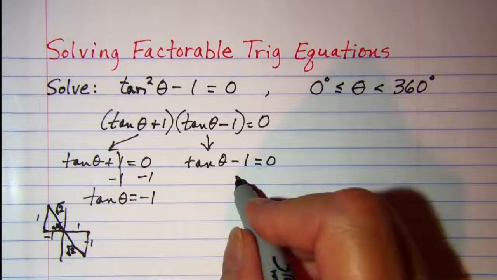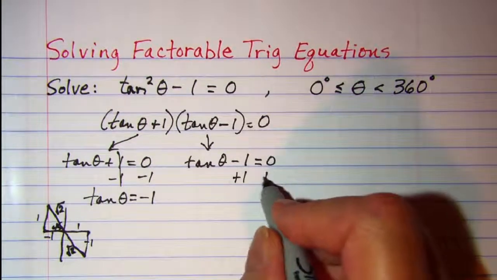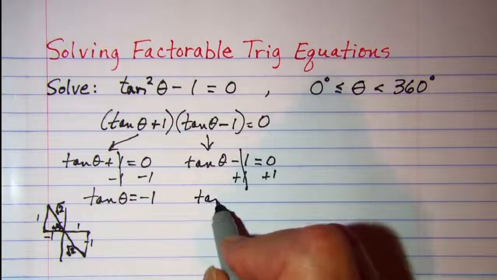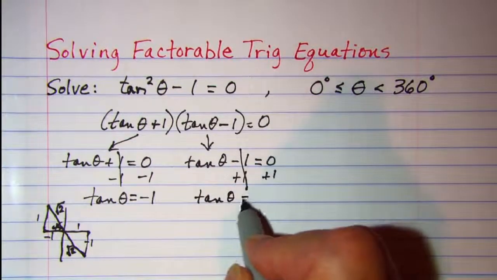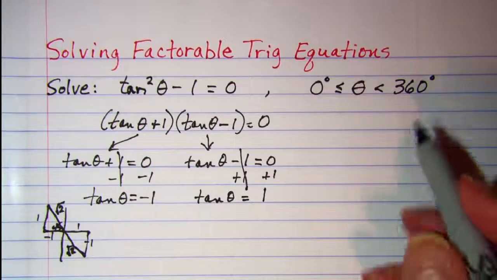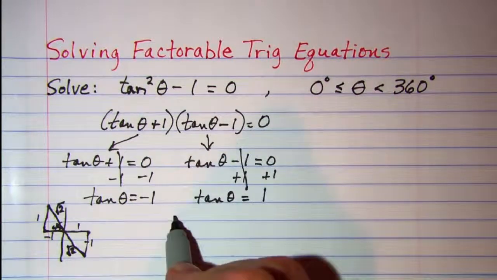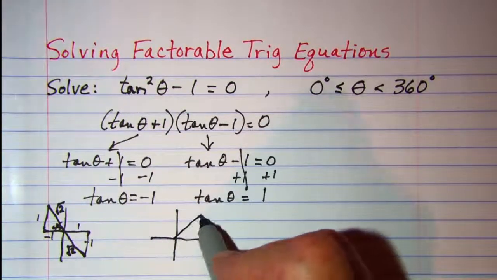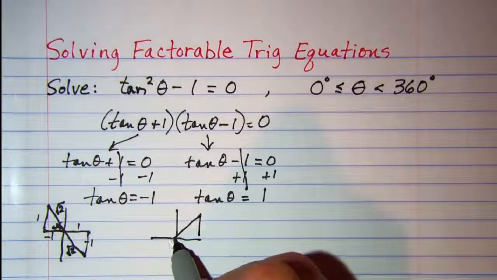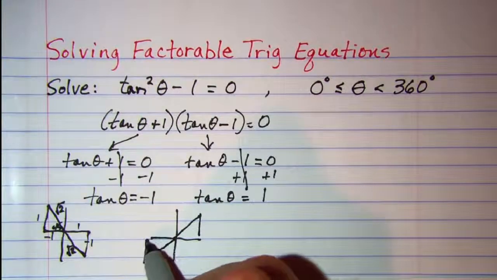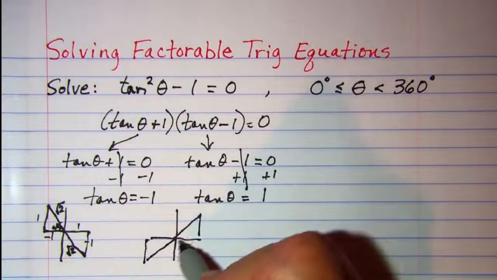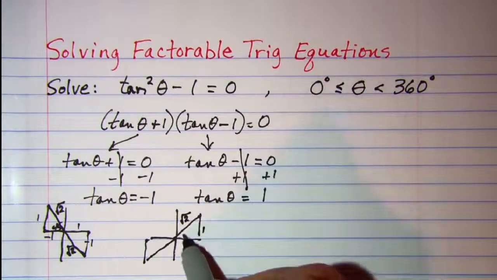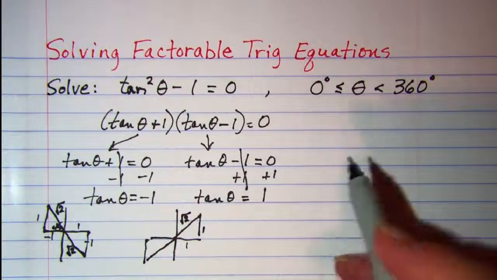Likewise on this one, if we add 1 to both sides, these will cancel, and I have tangent theta is equal to a positive 1. So for a positive 1, we have a reference triangle in quadrant 1 and 3. And my reference angle again is 45 degrees.